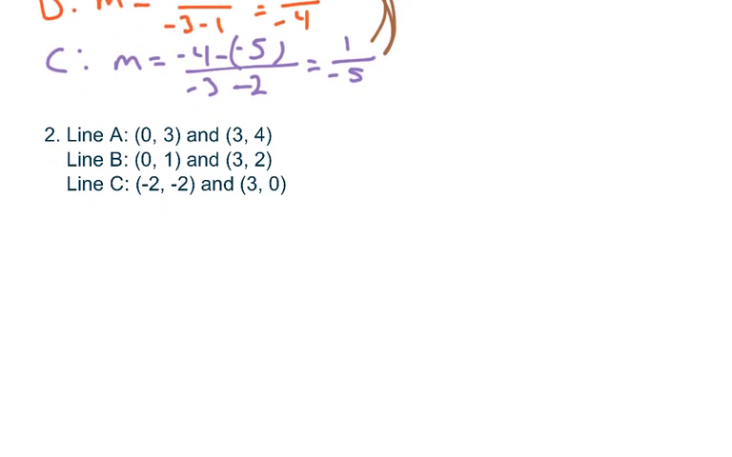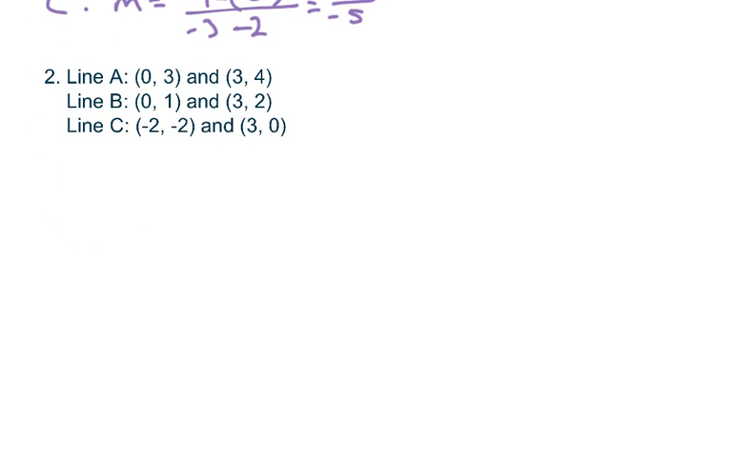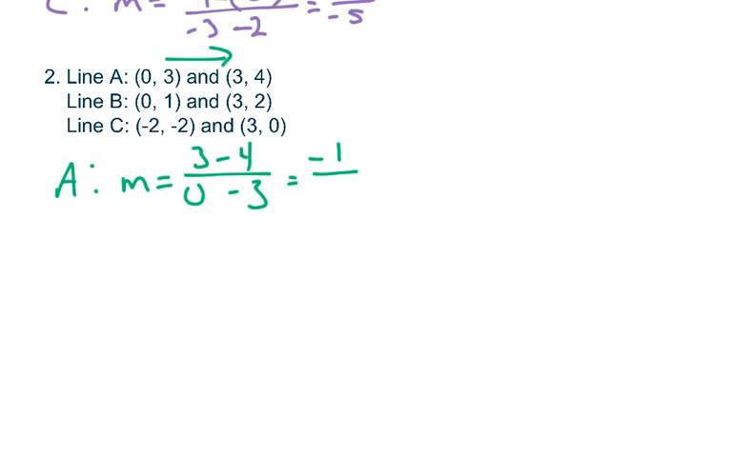Let's try another one. Number 2, line A, (0, 3) and (3, 4). Again, I'm going to go left to right when finding slope. So for line A, that's letter M, equals 3 minus 4, and then we'll have 0 minus 3. 3 minus 4 is negative 1. 0 minus 3 is negative 3. So we have negative 1 over negative 3, or we could have positive 1 over positive 3. Negative over negative is the same thing as positive over positive.